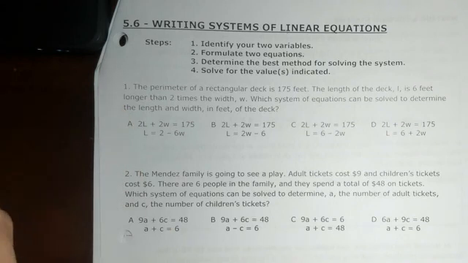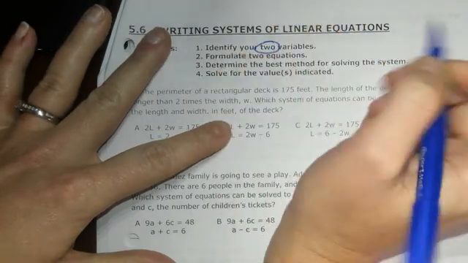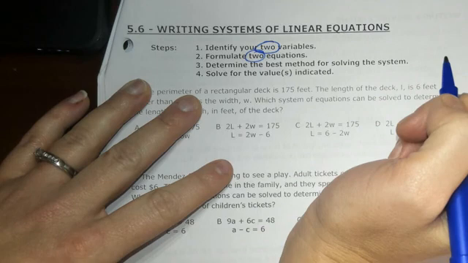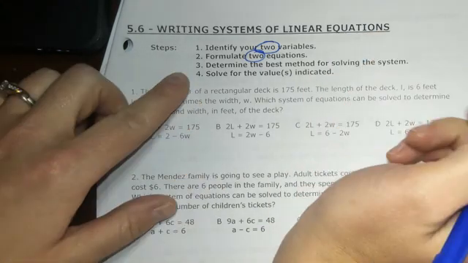I know this is everybody's favorite: word problems. So we're going to be writing systems of linear equations with word problems. Just like any other word problem, you have to identify your variables, but this time there are going to be 2 variables. We're going to formulate 2 equations instead of only 1, and then you get to determine the best method for solving.